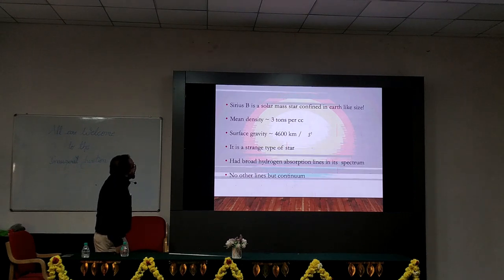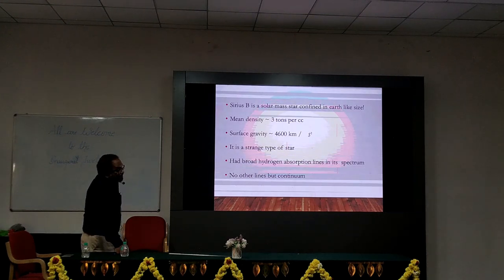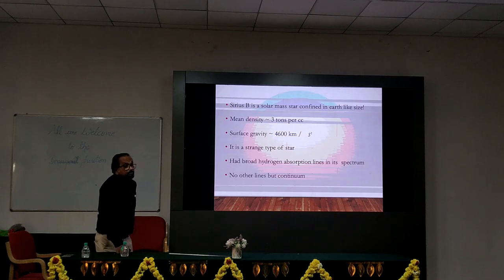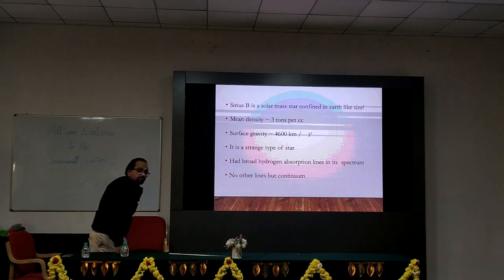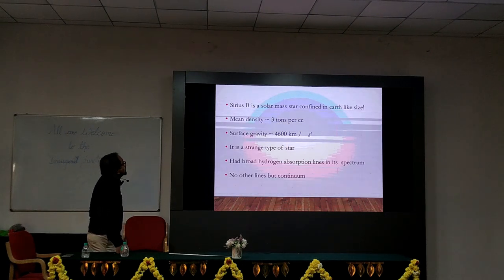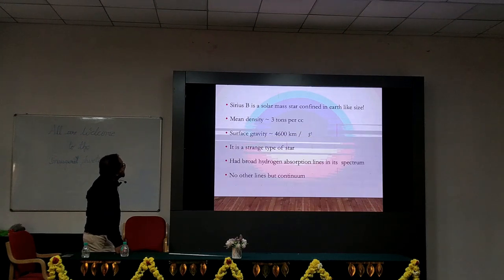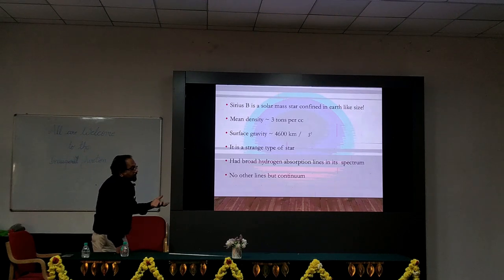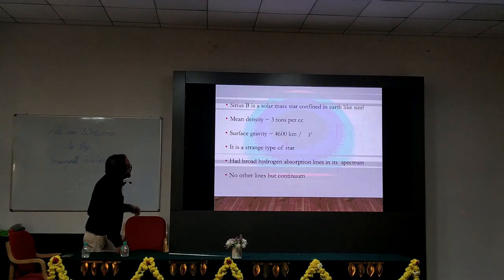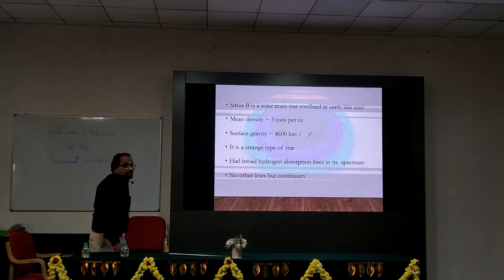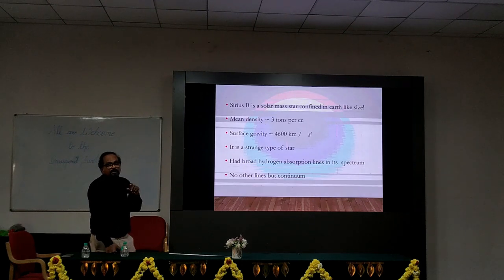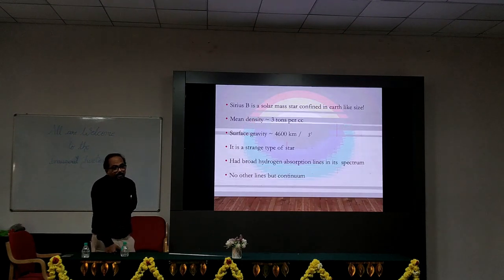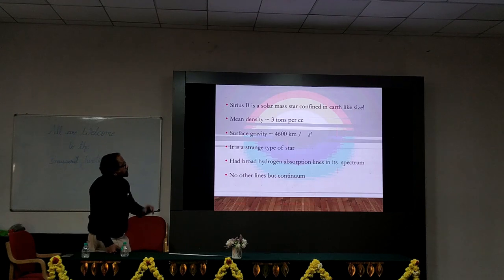Okay, so a solar mass star confined in an Earth-like planetary size. This is a typical property of what are called white dwarfs. So you can calculate the mean density. You know the mass, you know the radius, so you can calculate the volume. Mass divided by volume, you see 3 tons per cc. So if you take 1 cc of white dwarf material, it will weigh about 3 tons.